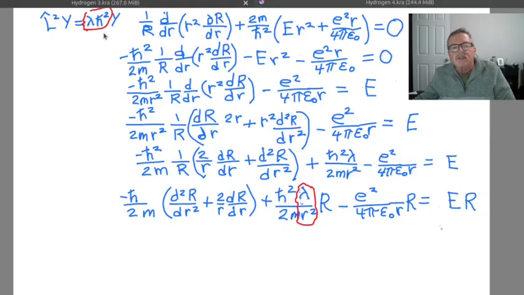And I guess that's all I have to say about that, except that, look at this. Lambda times h bar squared.